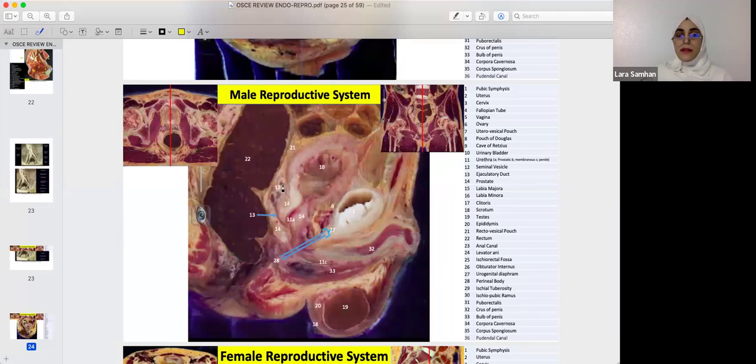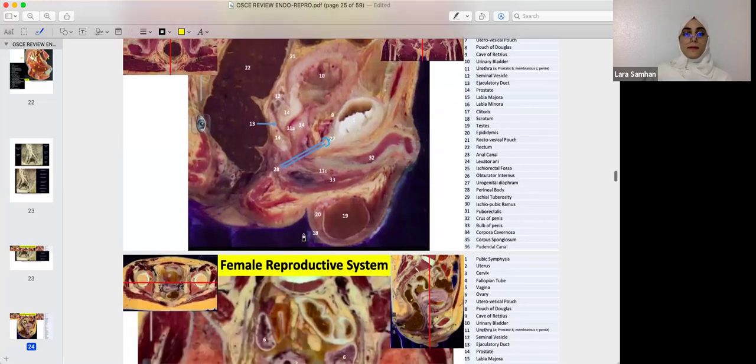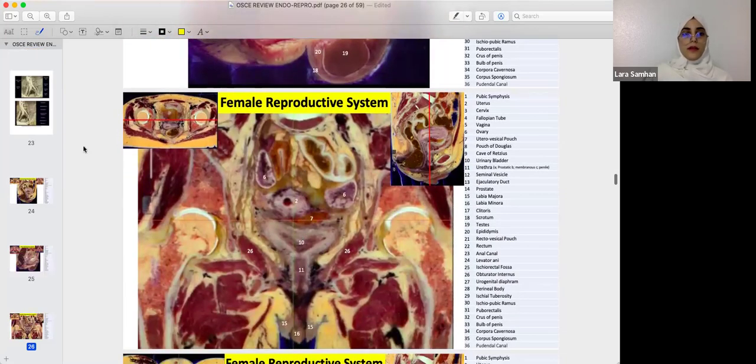Here we have number 12 is the seminal vesicles. And I guess that's mainly it in this image. Okay, perfect. So, just to make sure, do you guys have any questions?